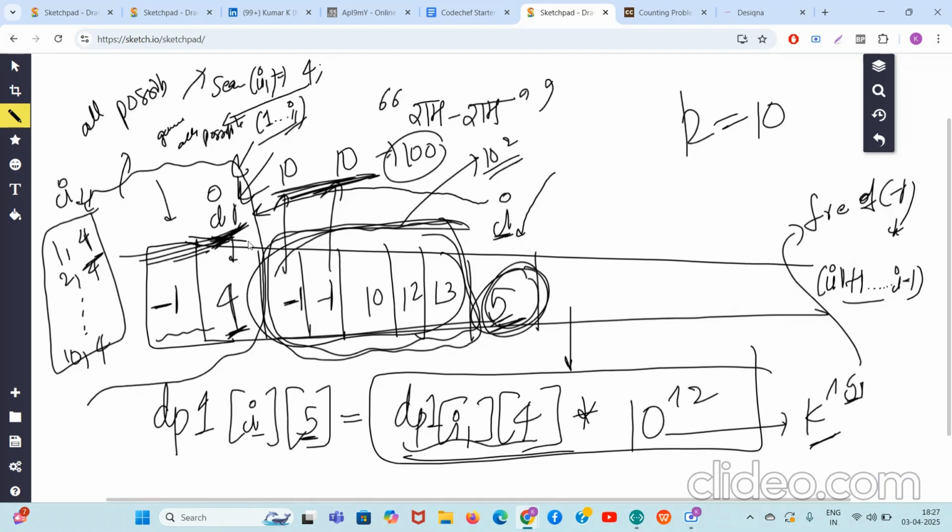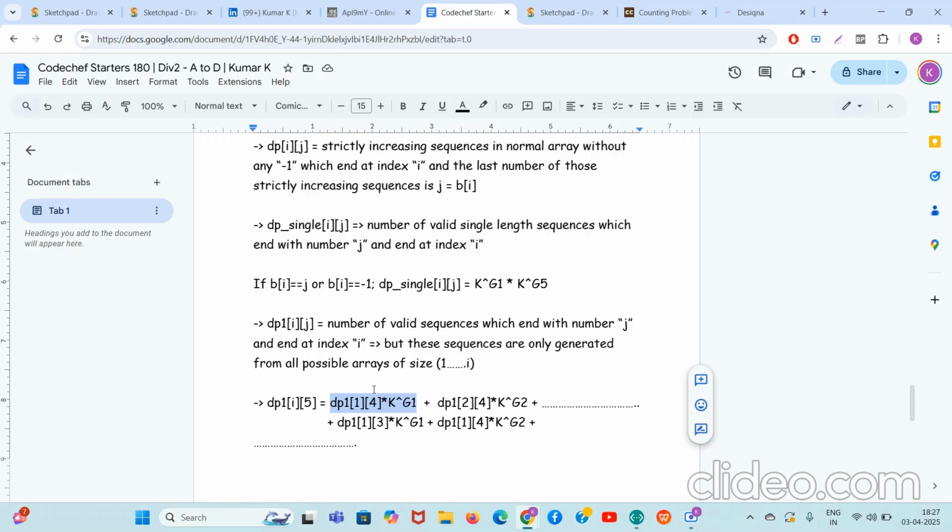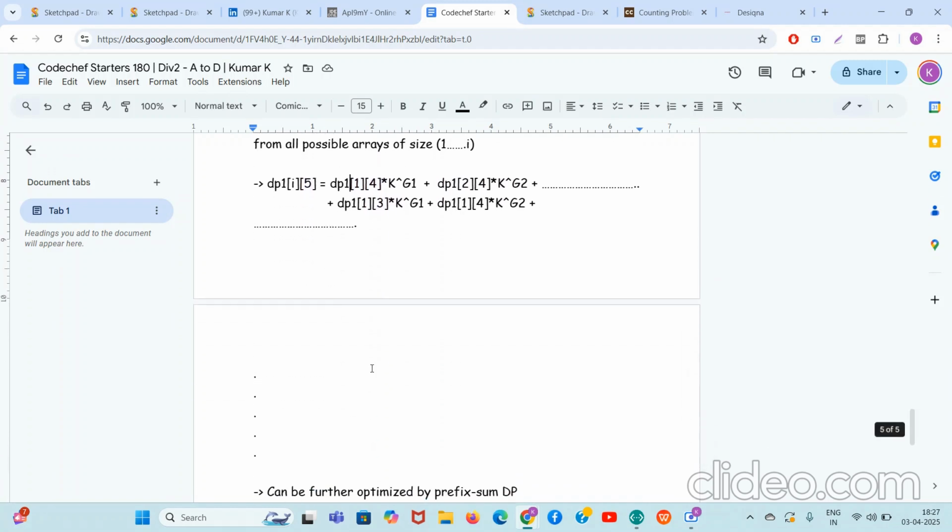Okay, so guys, like this we have to iterate through all the i1s. So i1 can be 1 also, i1 can be 2 also, the 4 can be anywhere. So dp[1][i1][4] into k raised to g1 plus dp[1][i2][4] into k raised to g2 plus dp[1][i3][4] till dp[1][i-1][4] into k raised to g(i-1), something like that. But guys, we have only iterated through the cases where the second last element is 4, but the second last element of the strictly increasing sequences can be 3 also, because last is 5. So 4, 3, 2, 1, like this the full value will come.